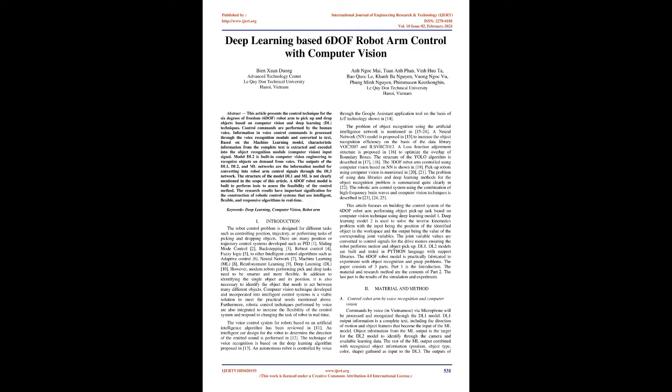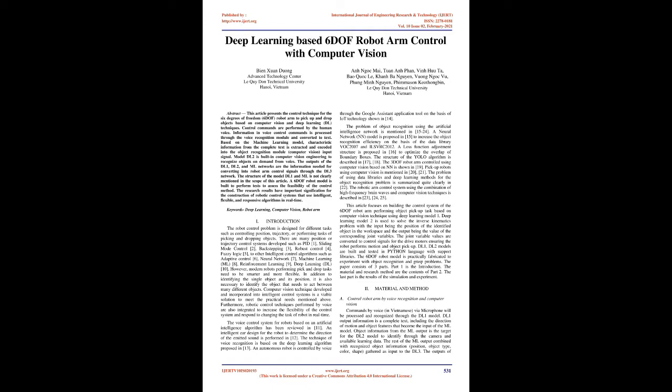The outputs of the DL1, DL2, and ML networks are the information needed for converting into robot arm control signals through the DL3 network. The structure of the model DL1 and ML is not clearly mentioned in the scope of this article. A 6DoF robot model is built to perform tests to assess the feasibility of the control method. The research results have important signification for the construction of robotic control systems that use intelligent, flexible, and responsive algorithms in real time. Keywords: deep learning, computer vision, robot arm.